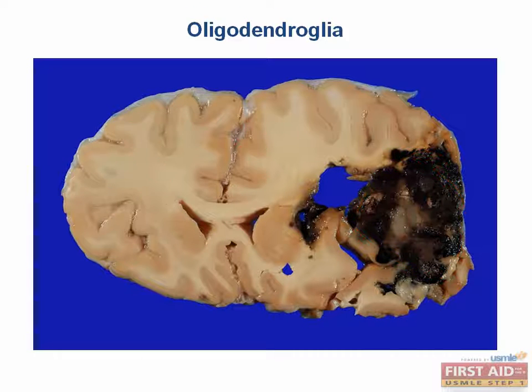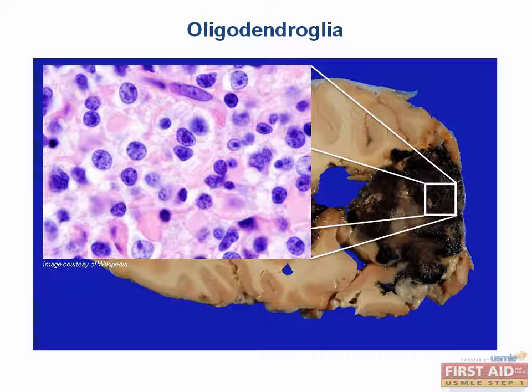Now, if we zoom in to a microscopic level, we might see something like this. In this image, you can see perinuclear halos and the fried egg appearance of oligodendrogliomas. We'll discuss the significance of this later in the pathology section. So here is, maybe, your fried egg.